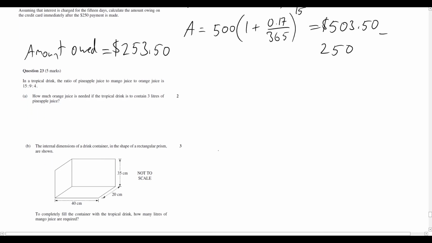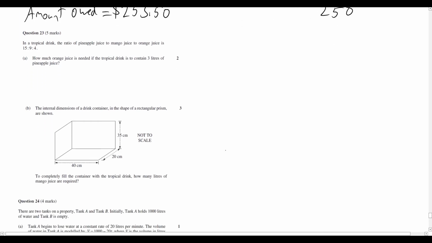Okay, question 23. In a tropical drink, the ratio of pineapple juice to mango juice to orange juice is 15 to 9 to 4. Before even continuing with this question, I want to add those up and see what we're going to be working out of as a total. So 15 plus 9 is 24, plus 4 is 28. So we know that this will all add up to be 28 parts, essentially. How much orange juice is needed if the tropical drink is to contain 3 liters of pineapple juice?